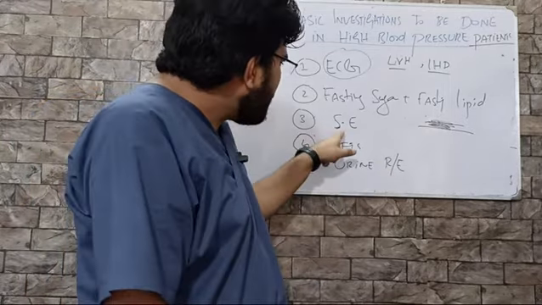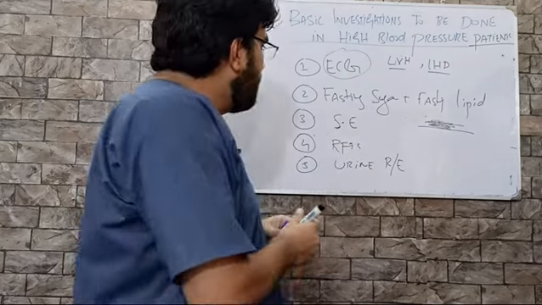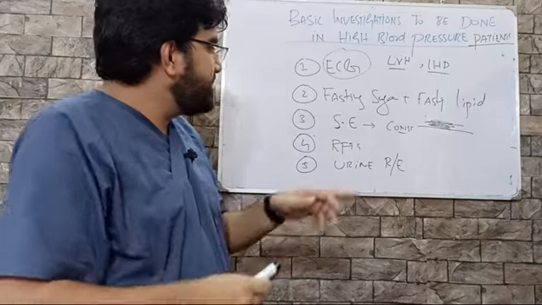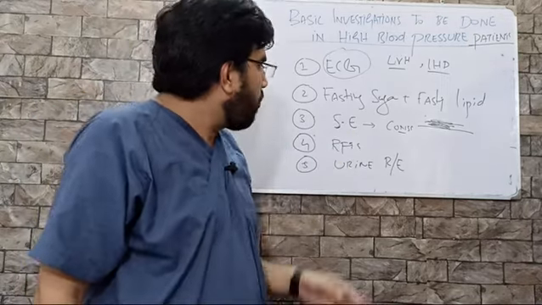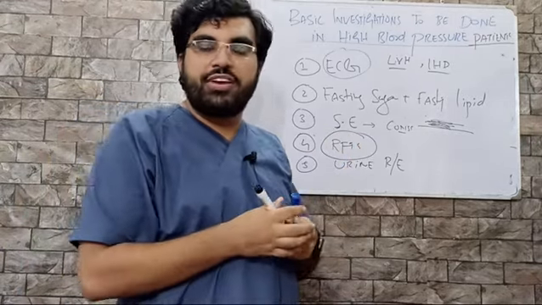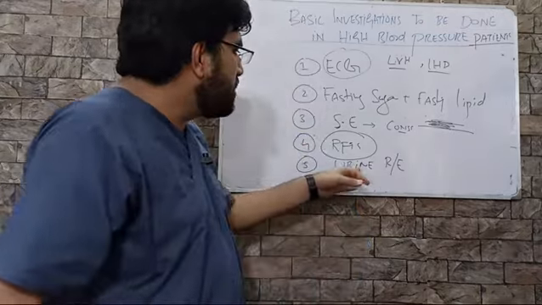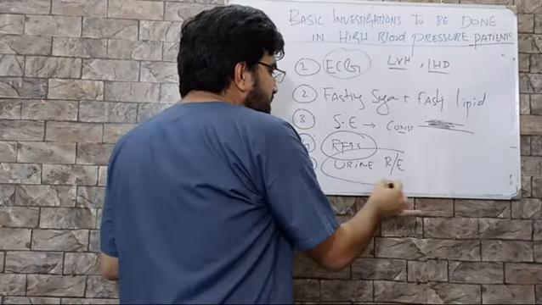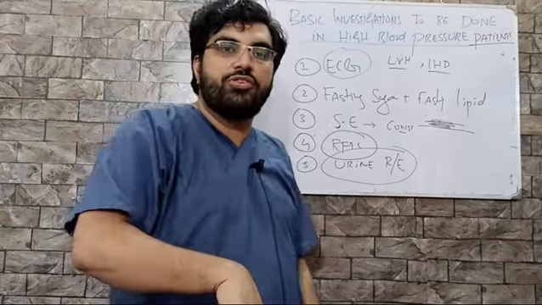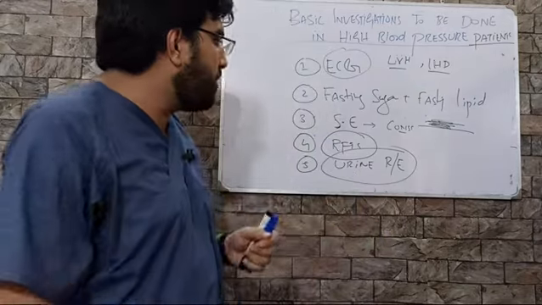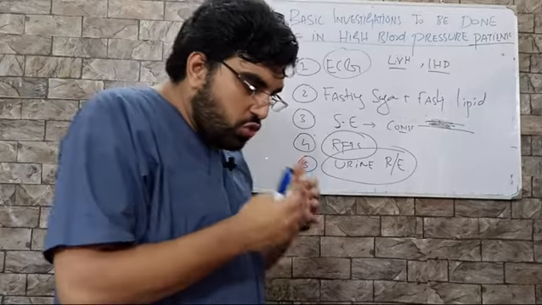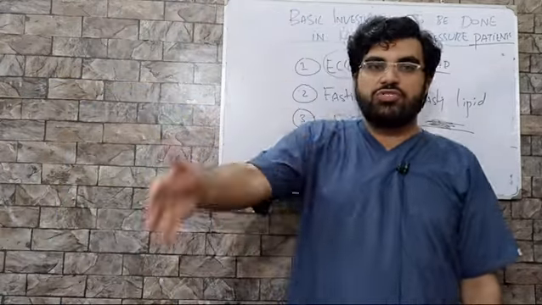Serum electrolyte can give you a clue regarding Conn syndrome, or whether there is damage done to the kidneys or not. RFTs, again, can be the cause or can be the result of hypertension. Urinary can give you a clue regarding whether the kidneys are the main culprit of hypertension or the kidneys are damaged by hypertension. So these are the basic investigations, and based on these you can extend your investigation, and regarding the extensive investigation I will make another video.